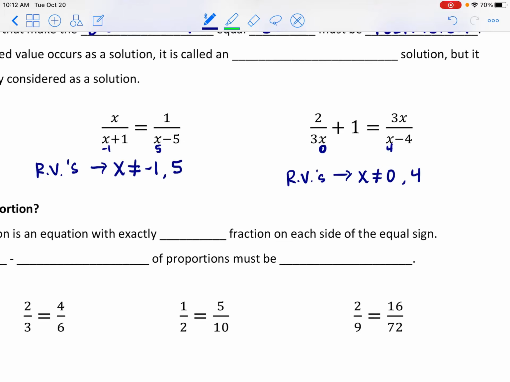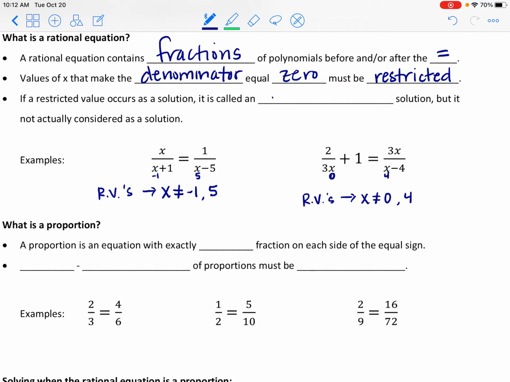Now this doesn't happen often, but a small percentage of the time when we solve a rational equation, we end up with one of those restrictions as a solution. If that happens, we call it an extraneous solution. So an extraneous solution is a solution that is restricted. Okay, now if that happens, that extraneous solution isn't considered a valid solution. It is not a valid solution to the equation because it causes the denominator of the fraction to equal 0. So even though we're going to call it an extraneous solution, it isn't considered a solution.